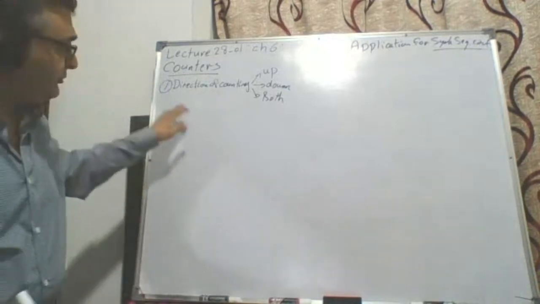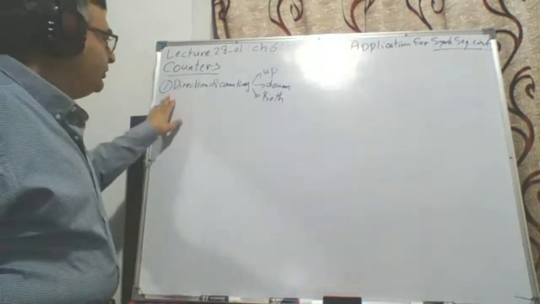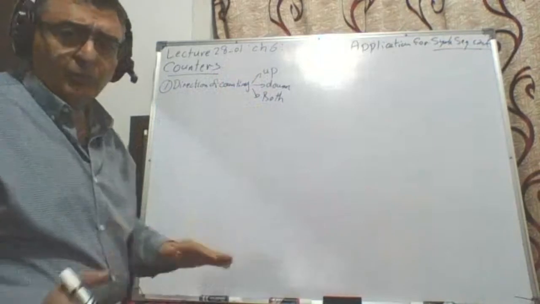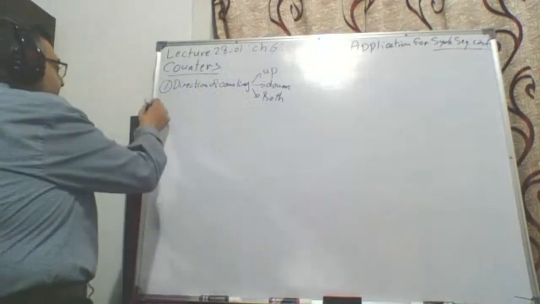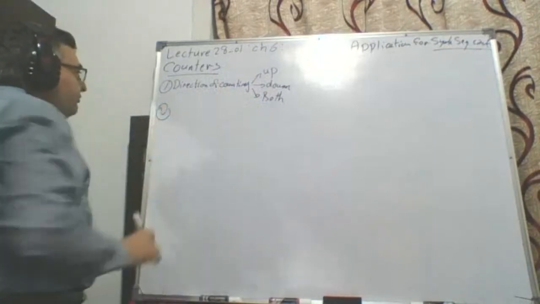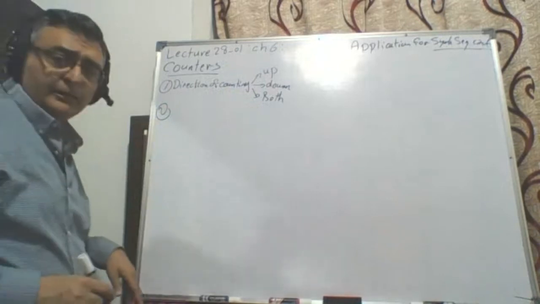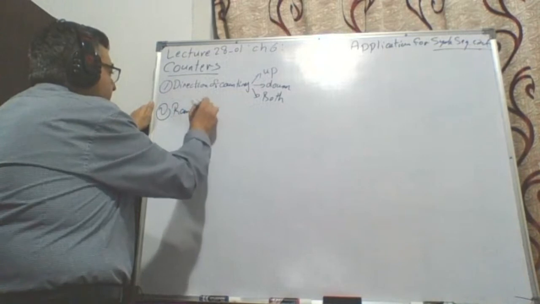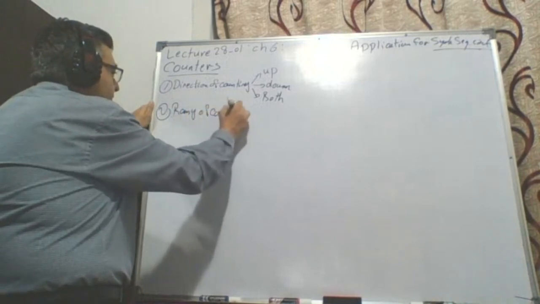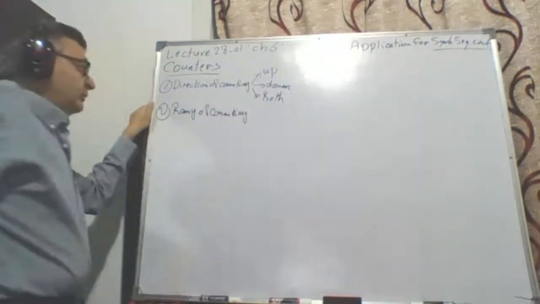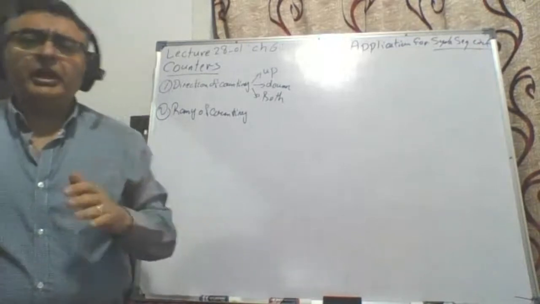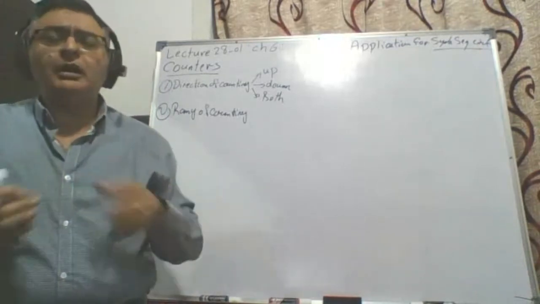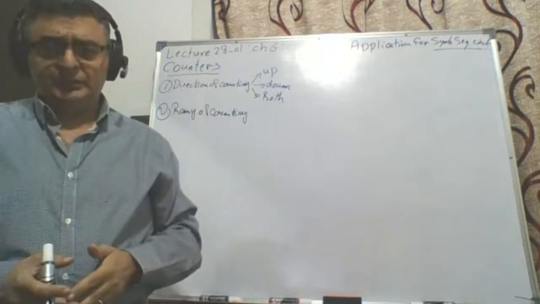Okay, the first characteristic about the counter is the direction of counting. It's either up, down, or in both directions. The second characteristic of a counter is the range of counting. The counter should have a range of counting. When I'm designing a counter, I should know what the limits of counting are.